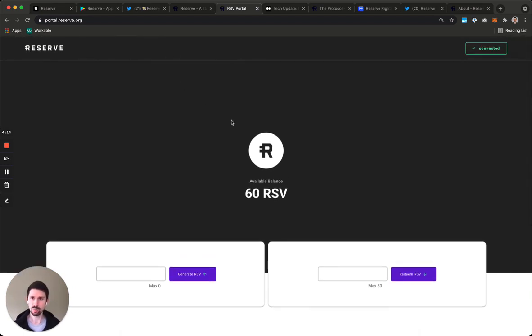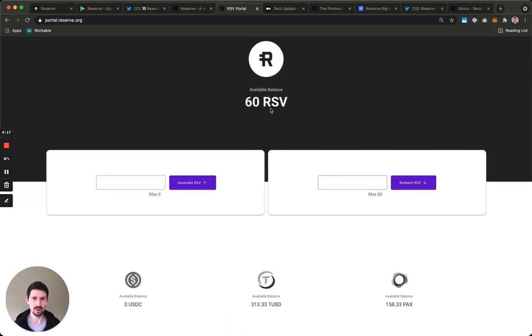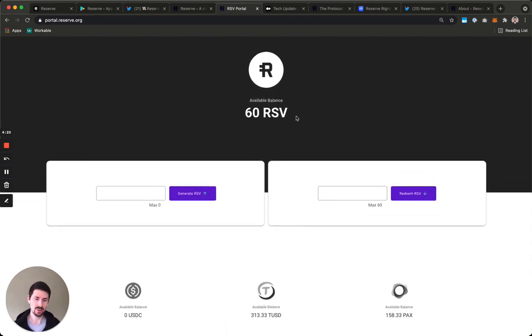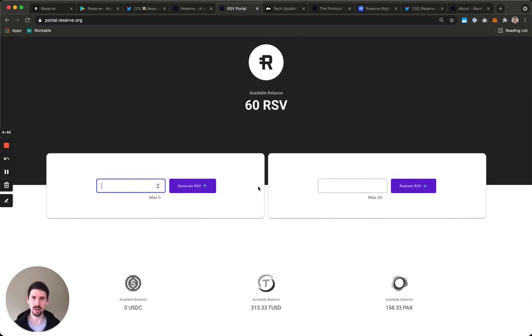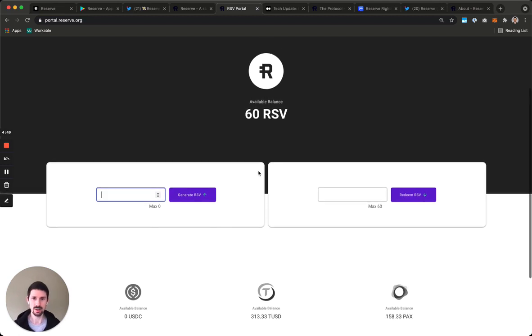We have the simple tool, portal.reserve.org, for doing that. I have a demo wallet connected, so you can see I have 60 RSV. That means I have 60 Reserve tokens in my wallet. And so if I wanted to, I could type a number here and redeem, and then that would increase my balance for these collateral assets. Or I could do the same thing in reverse to generate more Reserve tokens. So I would take these collateral assets, I'd type a number here, and it uses 1/3 of each of these tokens for every Reserve token that you mint. So that can all be done in a couple of minutes. You have to pay the Ethereum gas fees to do that. And so I won't do it right now, but that's a basic decentralized minting and redeeming portal for RSV.